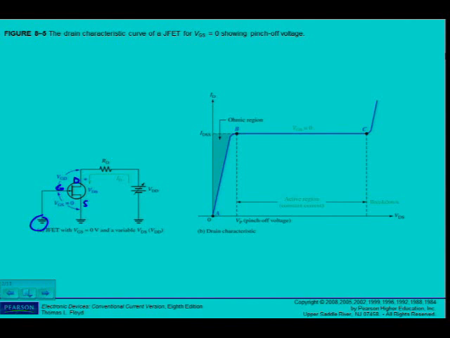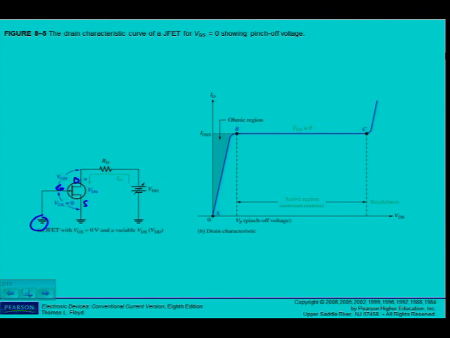This is produced by shorting the gate to the source, as in figure 8.5a, where both are grounded. As VDD and thus VDS is increased from 0 volts, ID will increase proportionally, as shown in the graph of figure 8.5b, between points A and B. In this area, the channel resistance is essentially constant because the depletion region is not large enough to have a significant effect. This is called the ohmic region because VDS and ID are related by Ohm's law.